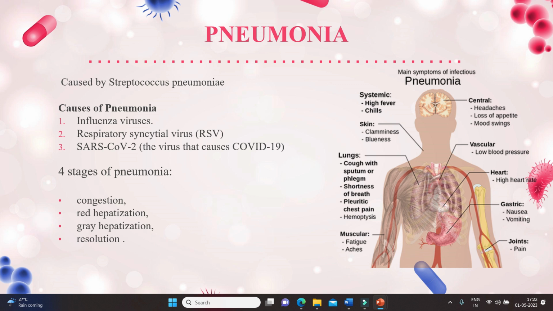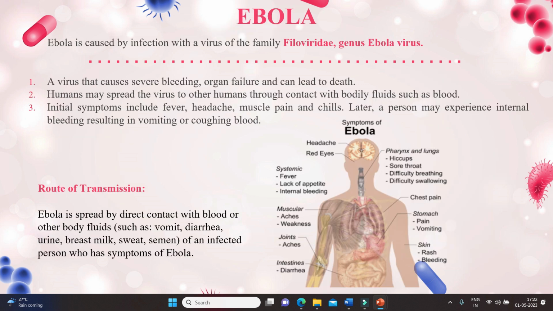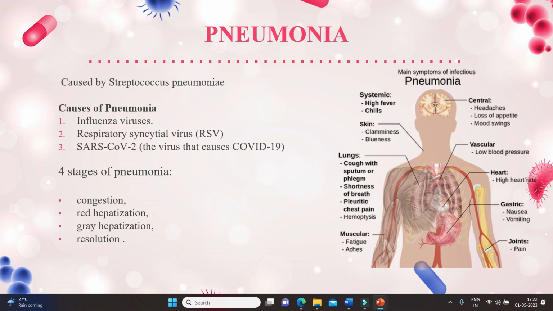The route of transmission: Ebola is spread by direct contact with blood or other body fluids such as vomit, diarrhea, breast milk, and sweat of an infected person who has symptoms of Ebola. Next one, pneumonia. It is caused by Streptococcus pneumoniae, and other causes of pneumonia include influenza viruses, respiratory syncytial virus, and SARS-CoV-2, which is one of the viruses we can also see in COVID-19 symptoms.